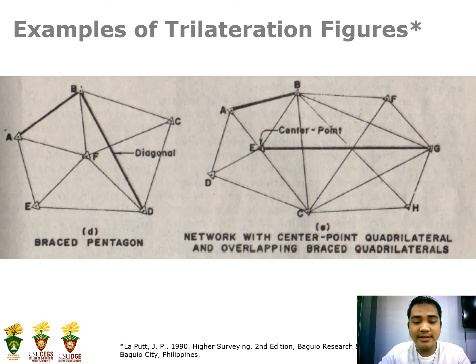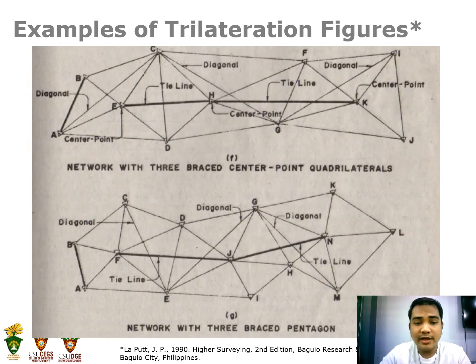Another one is the braced polygon, which has a diagonal and a baseline, and another figure is the network with center point quadrilateral and overlapping braced quadrilaterals. So we also have figures here for trilateration. First is the network with 3 braced center point quadrilaterals. And lastly is the network with 3 braced polygons.